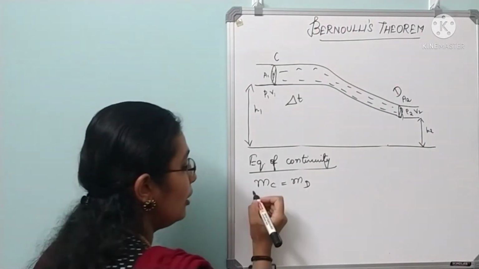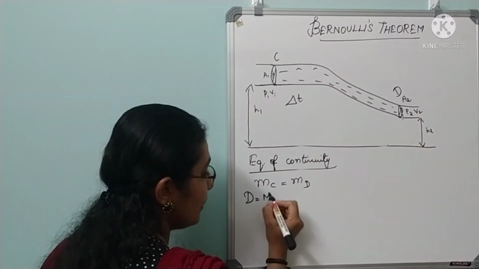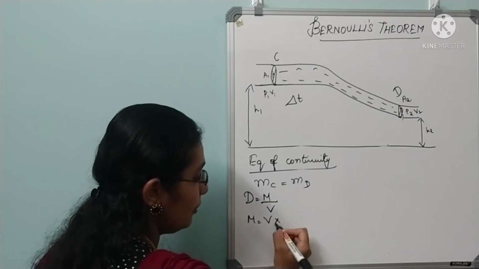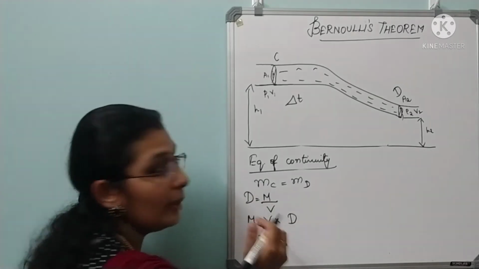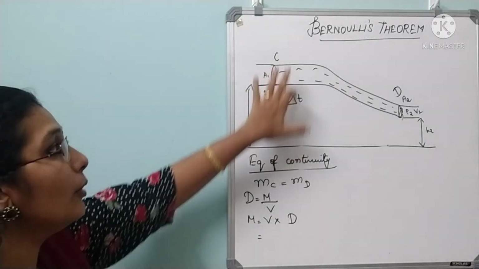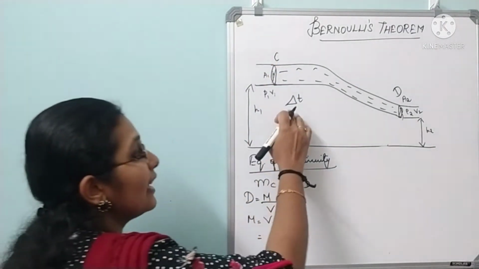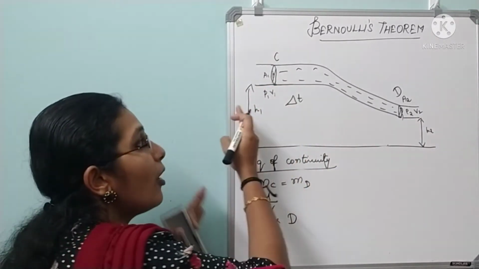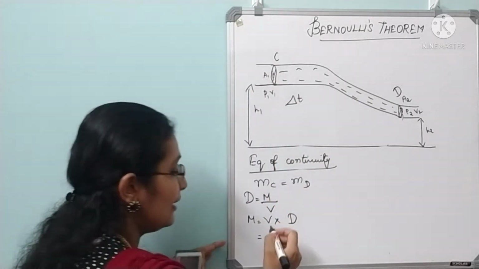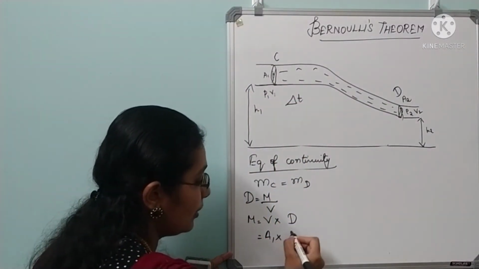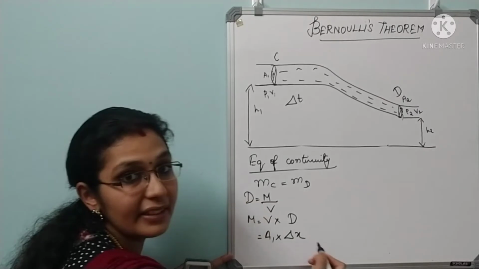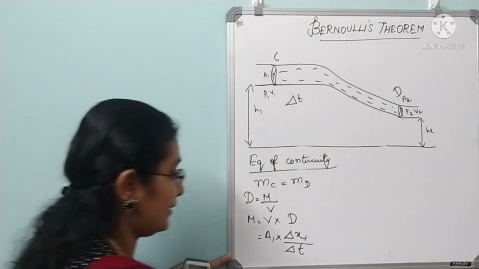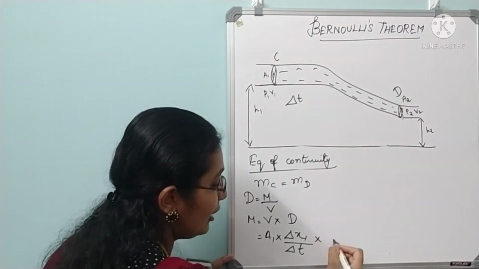We know density is equal to mass by volume, right? So we need mass only. So mass is equal to volume into density. So volume, how can I write? Area into distance, right? Because in a certain period of time del t, there is a change in distance, or there is a flow. So I can write it as A1 into the change in distance, which I will keep as del x1, with respect to time, and density.